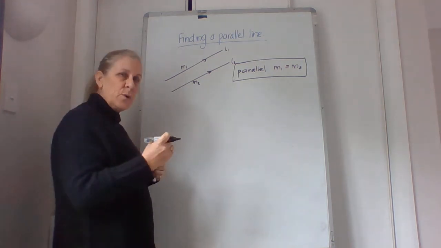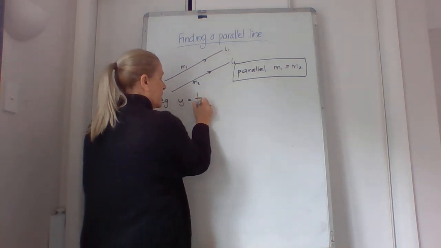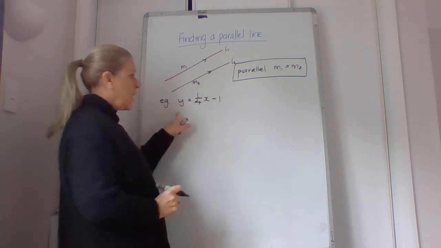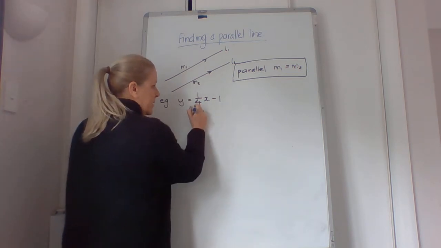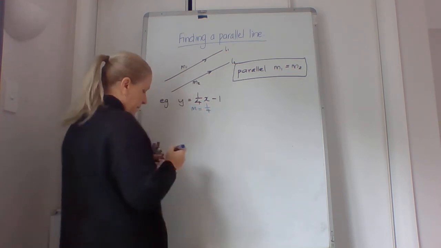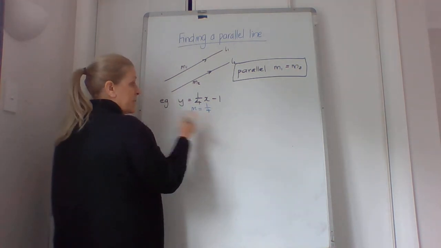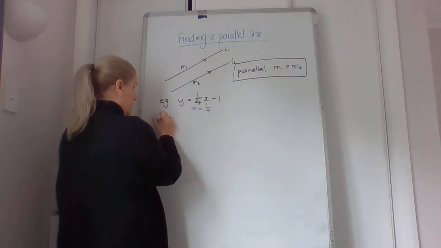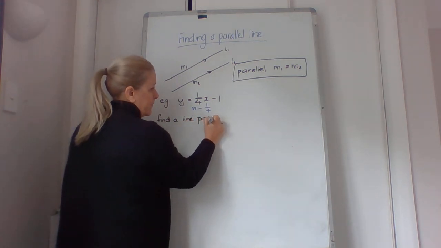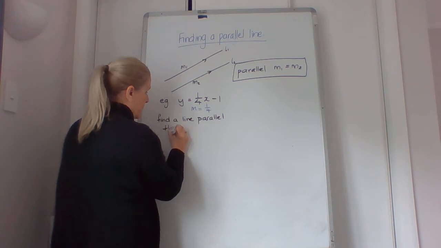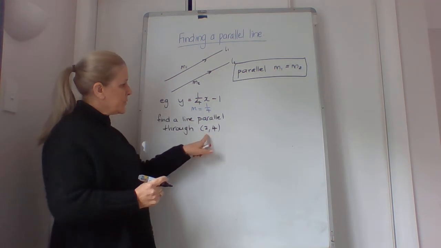So there's two different ways of doing this. One is if we have a line very easily already in the y equals mx plus c form, we can find m really easily. Here it is here. M equals 1/4. So now to find a line parallel, we already have the gradient, so we want to find a line parallel through 2, 4.